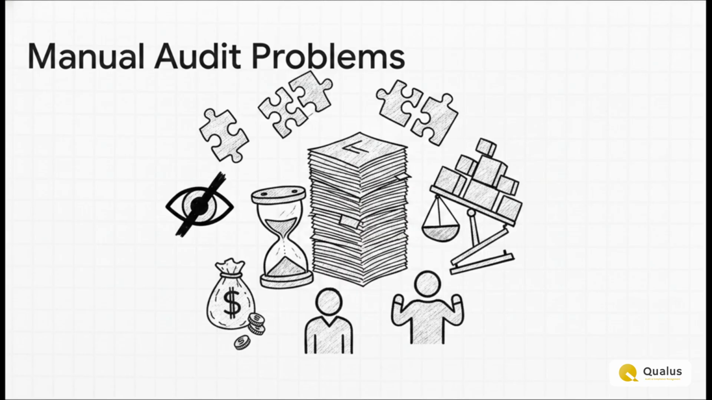First up, fragmented processes. With paper, Site A might be using an old, outdated form while Site B is on a new one. Your data just doesn't match up. Second, delayed corrective actions. Say an issue gets logged on a Tuesday, but the report isn't actually typed up and emailed until Friday.